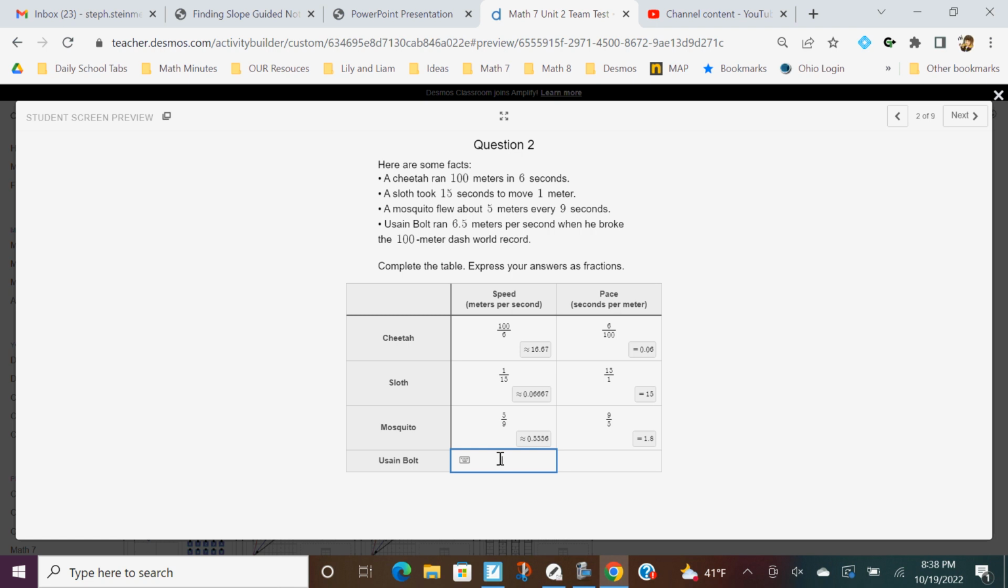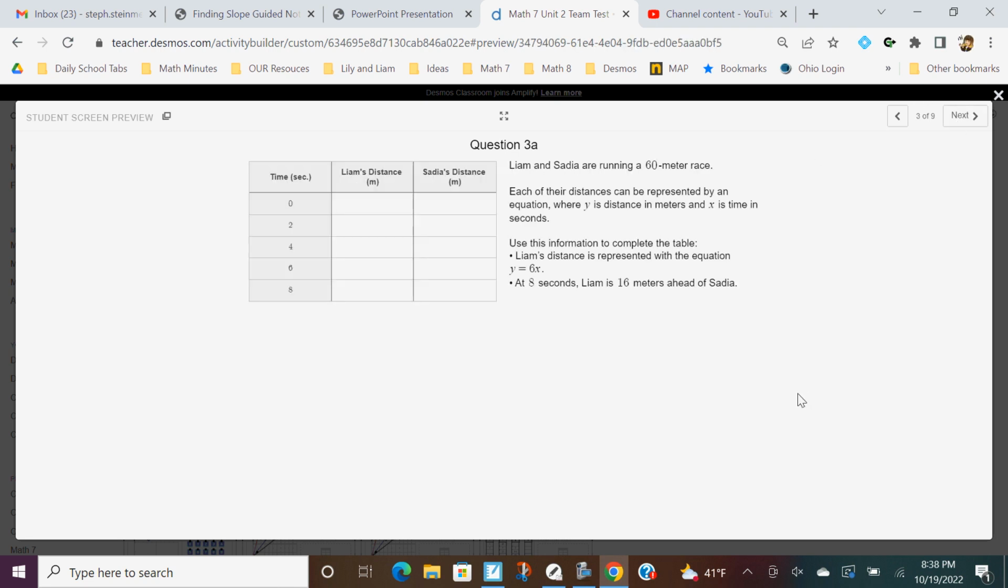And this one was a little tricky too, because that 100-meter dash was in the sentence. You don't actually need the 100. It's just telling you how far he ran, not how fast he ran. So you can do 6.5 over 1. I had a group do 13 over 2. And then the pace would be 1 over 6.5, or 2 over 13.